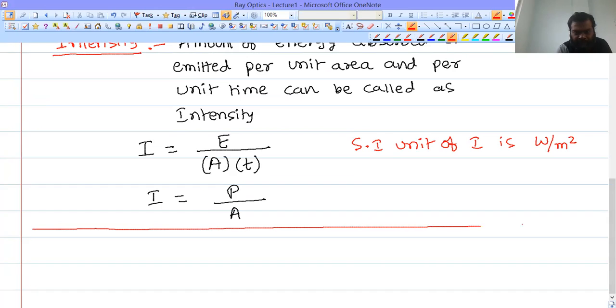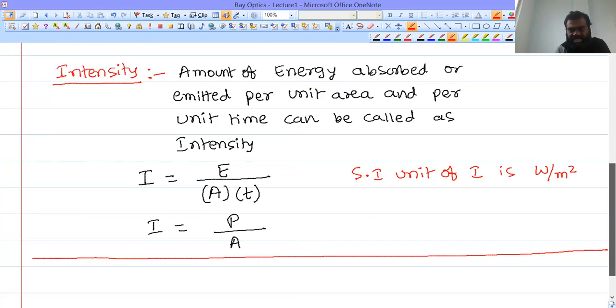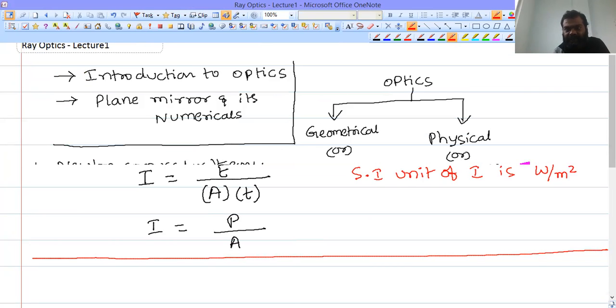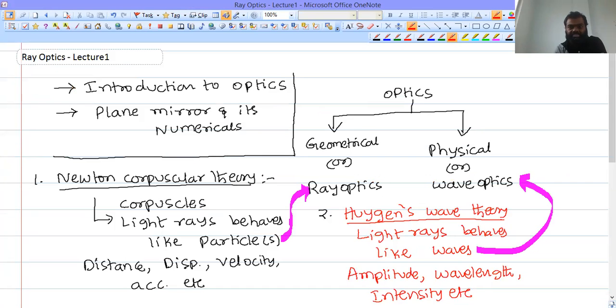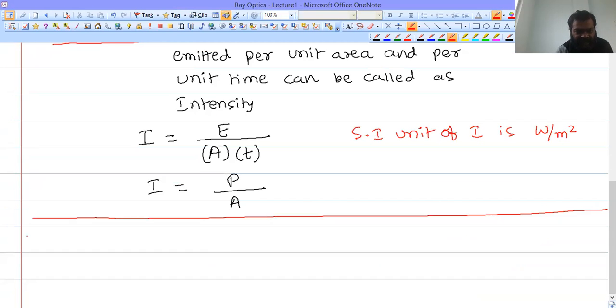Now coming to ray optics. Firstly, we considered that optics is the branch in physics which deals with the properties of light. Here the properties of light are distance, displacement, velocity, and acceleration. Now, in this one, firstly we have the definitions like object, image, and thereafter focus.